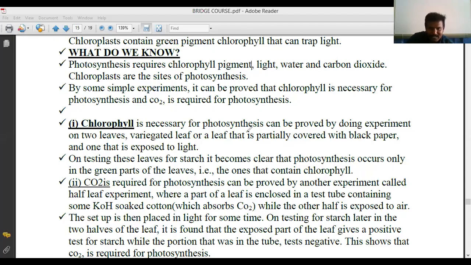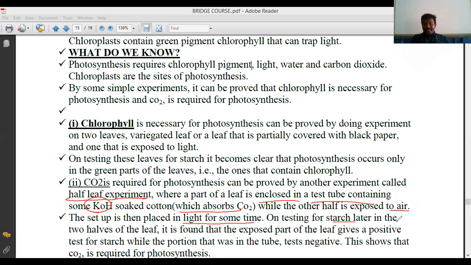Whatever points I have now said will be written here. Carbon dioxide is required for photosynthesis. It can be proved by another experiment, called the half leaf experiment, where a part of the leaf is enclosed in a test tube containing some potassium hydroxide soaked cotton. That cotton completely absorbs carbon dioxide, while the other half of the leaf is exposed to air. The setup is then placed in the light for some time.